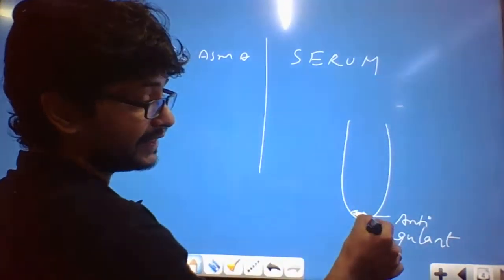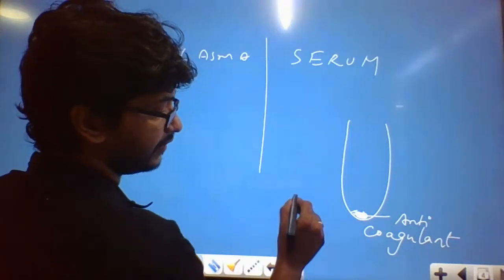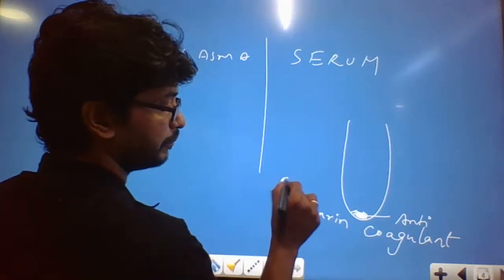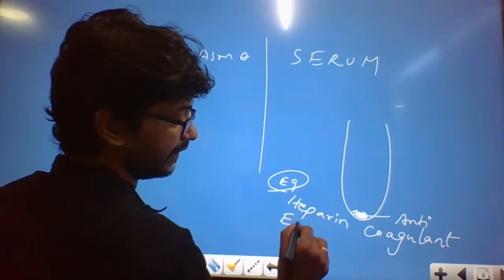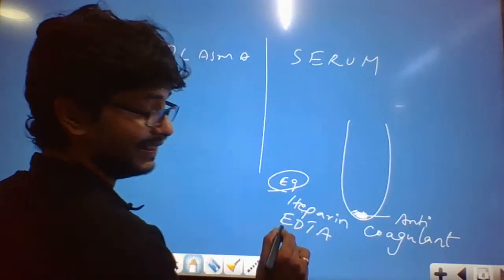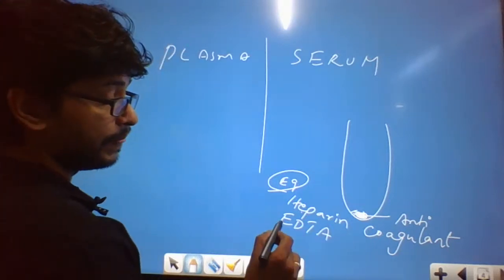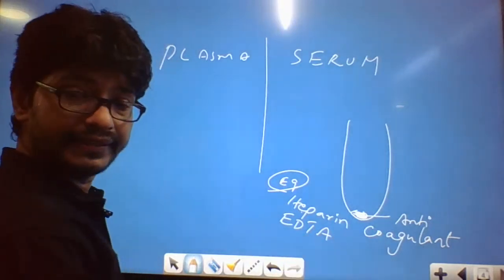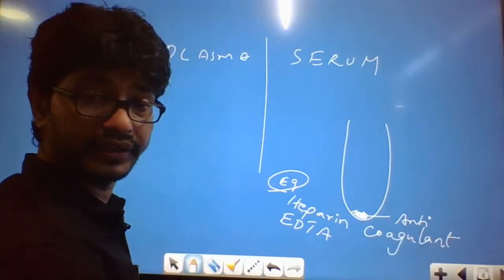They would have added something called an anticoagulant. For example, heparin is an example of an anticoagulant. Or you take EDTA. What is EDTA? Ethylene diamine tetraacetic acid. I repeat, ethylene diamine tetraacetic acid. These are the common chemicals that are usually used as anticoagulant agents.